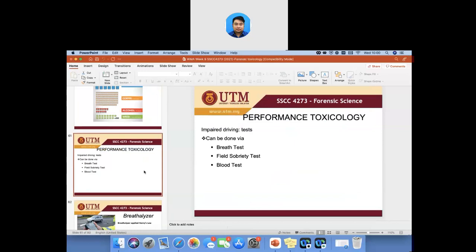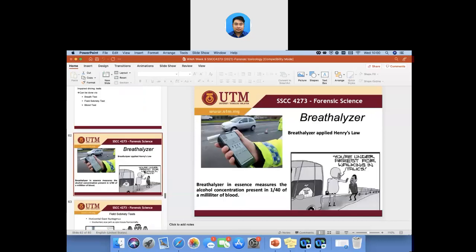Now, impaired driving tests. How are we going to determine whether a person is under the influence of alcohol when he or she has been driving? It can be done via three tests: the breath test, the field sobriety test, and the blood test. Breathalyzer, as I mentioned before, can be used due to the volatile properties of alcohol. Essentially, it measures the alcohol concentration present in 1/40 of a milliliter of blood.